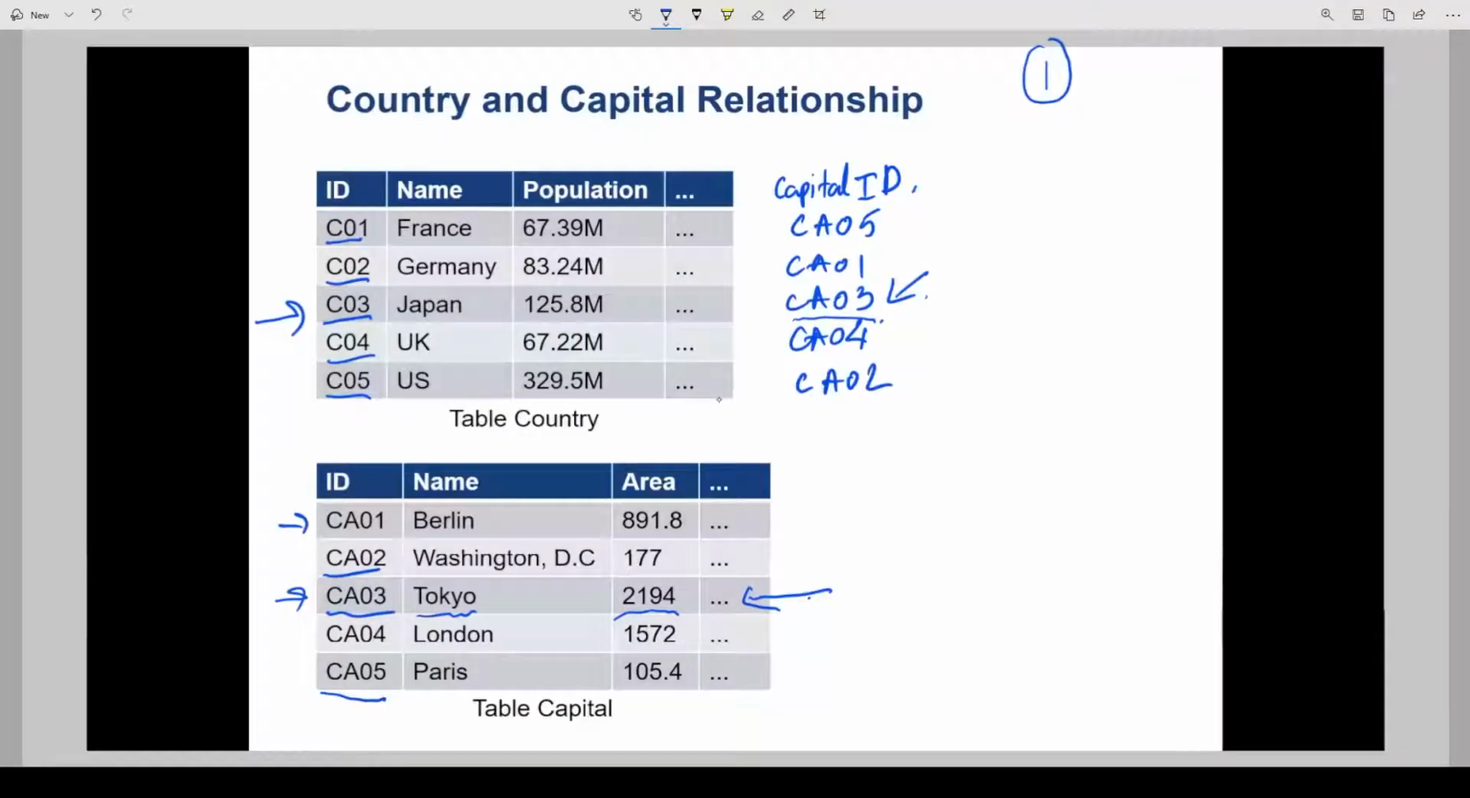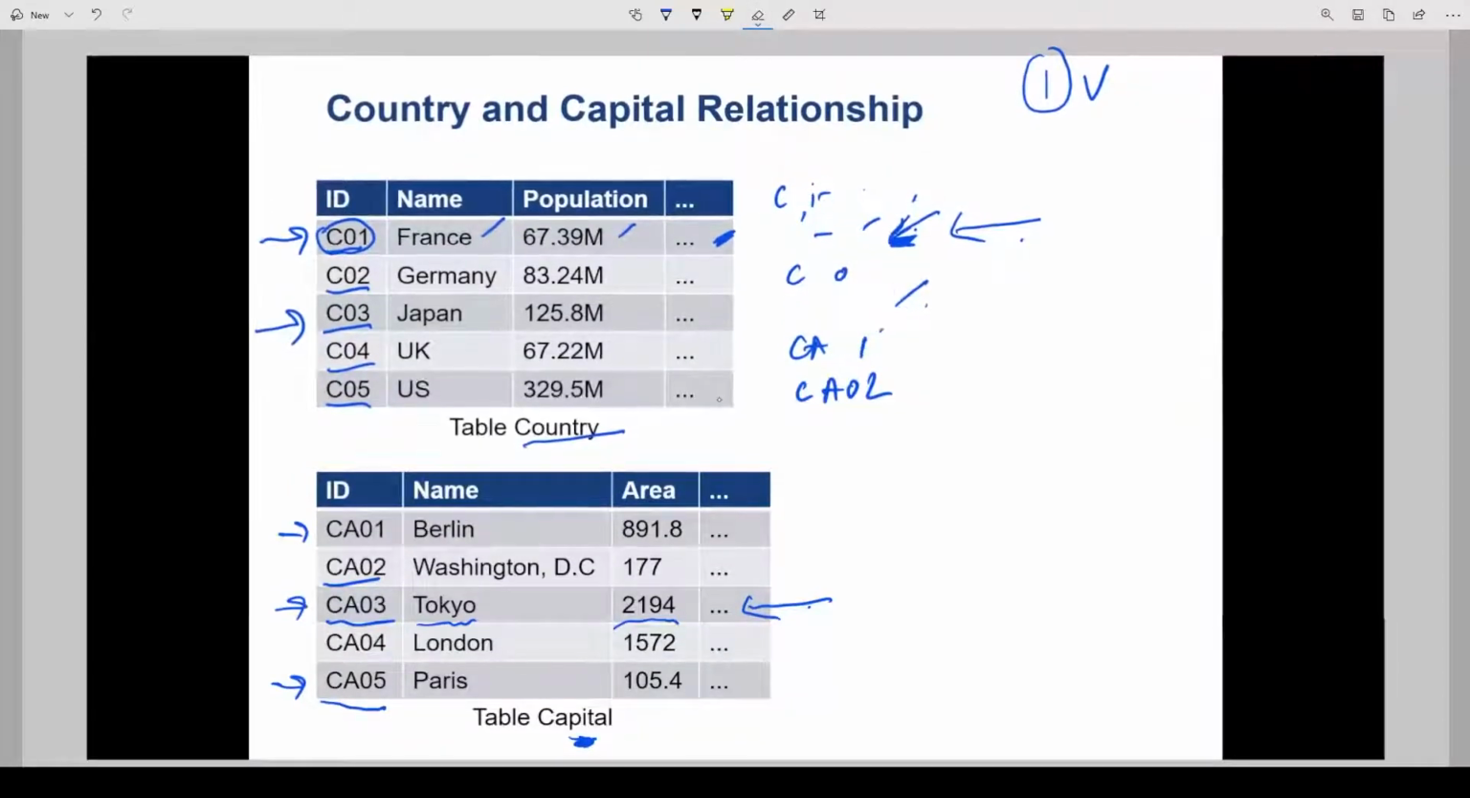Vice versa, given a capital ID, maybe capital ID 05, can we retrieve the country? So this is 05 in here. From 05, we can retrieve back C01, and we know that from C01, from this row, we can retrieve name, population, and all the other attributes. It means that this solution is fine. It means that we can put the capital ID into the table country. Solution 1 is good. So let's explore if we have other solutions.